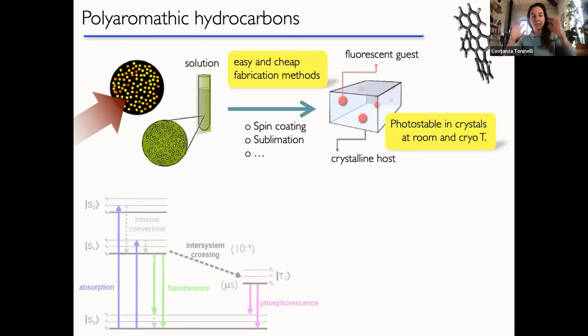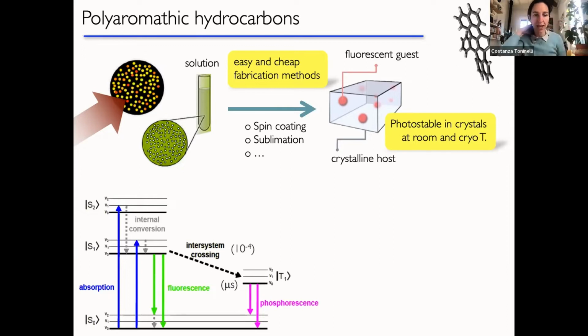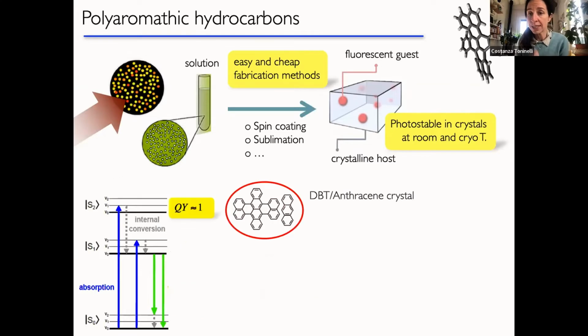The optical properties are given by the following Jablonski diagram, in which you see we have singlet states and triplet states, the transition among which is typically forbidden in dipole approximation. However, due to spin-orbit coupling, typically you do have a residual intersystem crossing rate that can be as small as 10^-4 for the proper choice of guest and host system, such as in this case dibenzoterrylene molecules embedded in anthracene crystals. This is the system that I study the most.